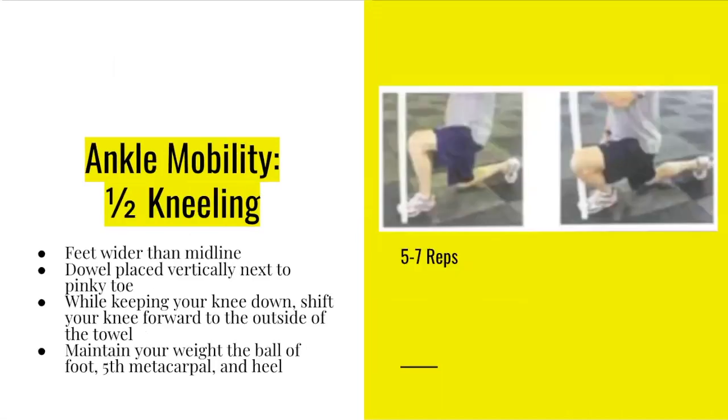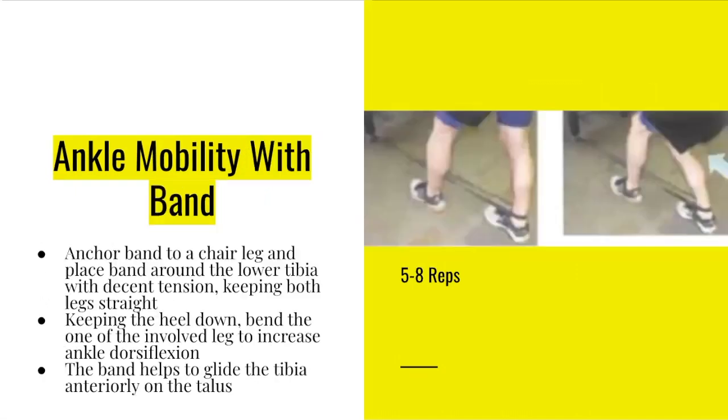The second is half kneeling. The feet are wider than the midline. The dowel is placed vertically next to the pinky toe. While keeping your knee down, shift your knee forward to the outside of the dowel to maintain your weight on the ball of your foot, fifth metatarsal, and heel. Do this for 5 to 7 reps.